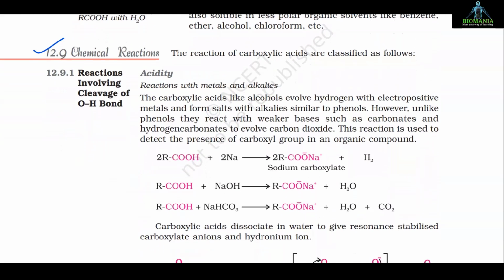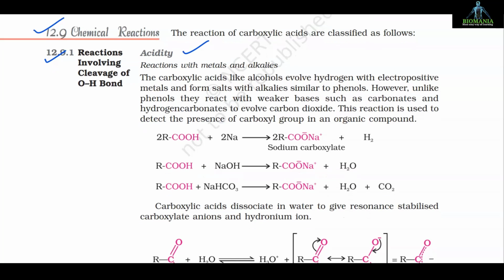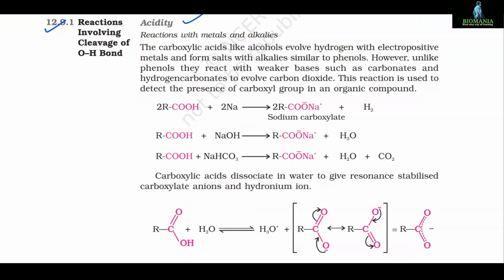12.9 Chemical reactions. The reactions of carboxylic acids are classified as follows. 12.9.1 Reactions involving cleavage of O-H bond. Acidity. Reactions with metals and alkalis. Carboxylic acids, like alcohols, evolve hydrogen with electropositive metals and form salts with alkalis similar to phenols. However, unlike phenols, they react with weaker bases such as carbonates and hydrogen carbonates to evolve carbon dioxide. This reaction is used to detect the presence of carboxyl group in an organic compound.